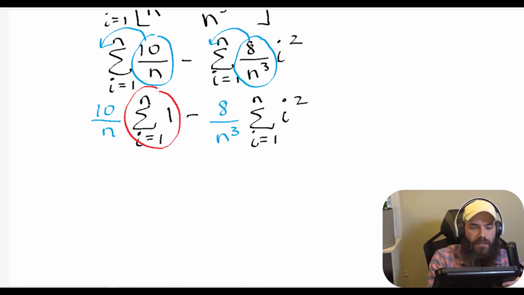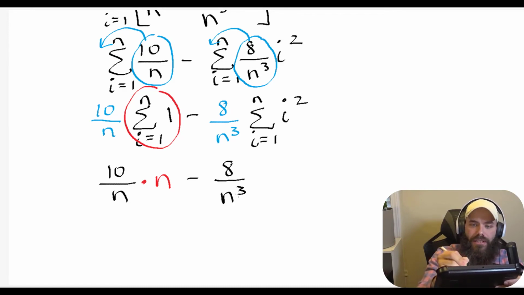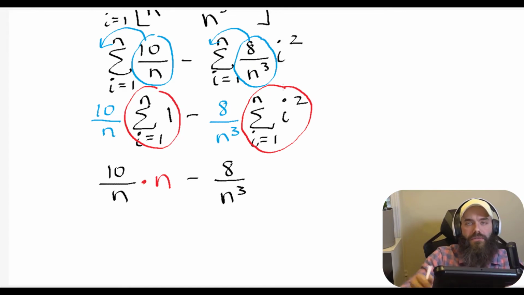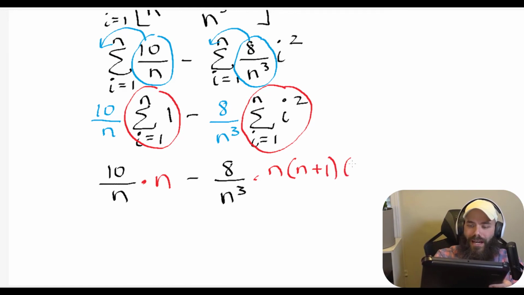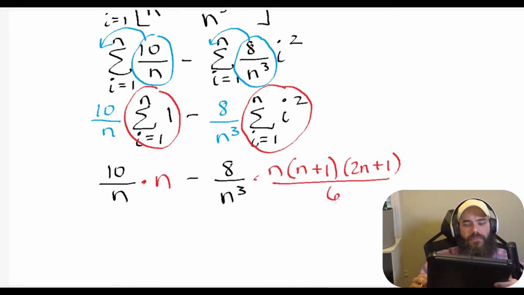So let's write that. So I got 10 over n times n minus 8 over n to the third. Now this summation, I hope you know the explicit formula for this summation, the sum of the squares from 1 to n, that is going to be written explicitly as n times n plus 1 times 2n plus 1 over 6. All right, and from here, it's just a whole bunch of algebra.